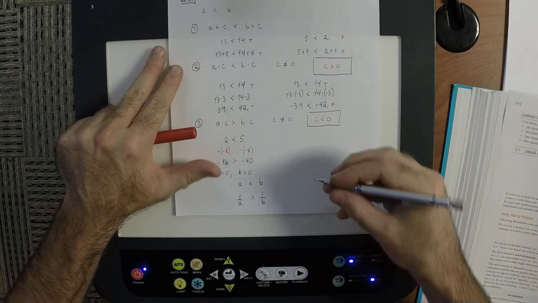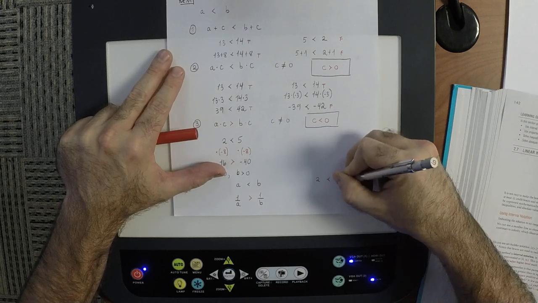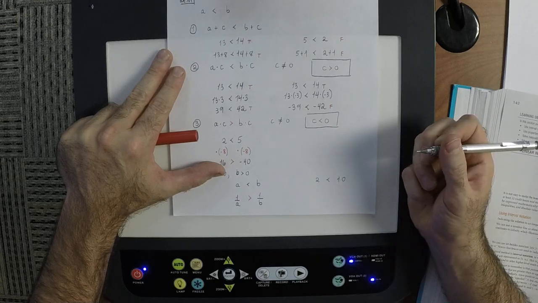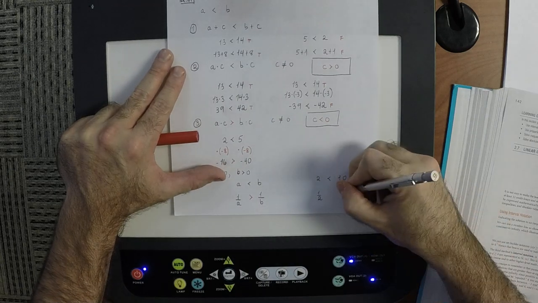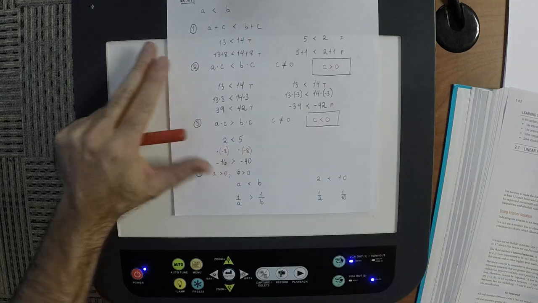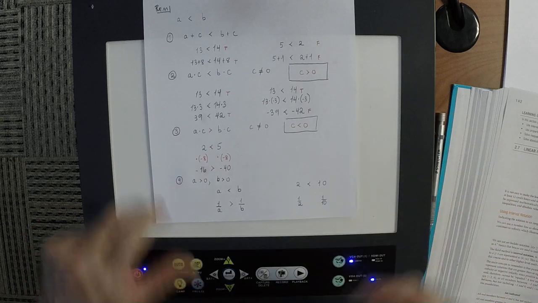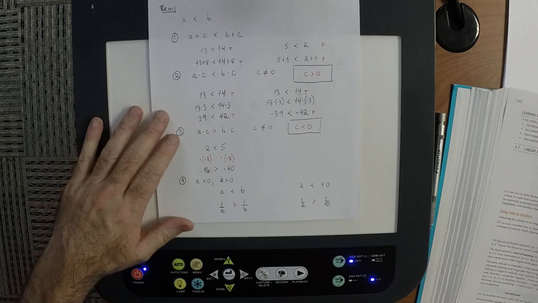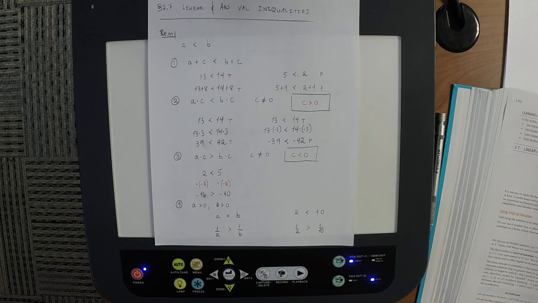Okay, if this seems surprising to you, then I'd like for you to consider, how about 2 < 10? Is this true? It is true. What is the reciprocal of 2? 1/2, right? And what is the reciprocal of 10? 1/10. And of these two possibilities, which is the larger? 1/2 is the larger. Okay. So these are the new rules when we're dealing with inequalities.